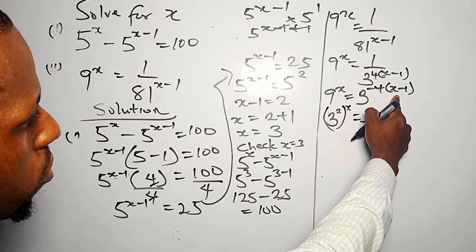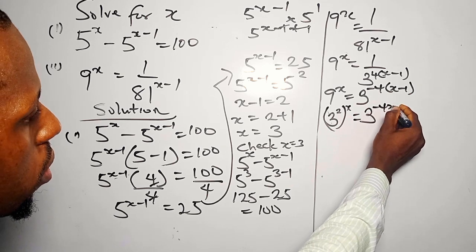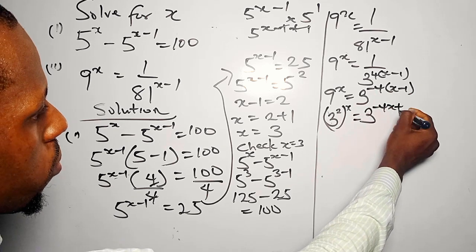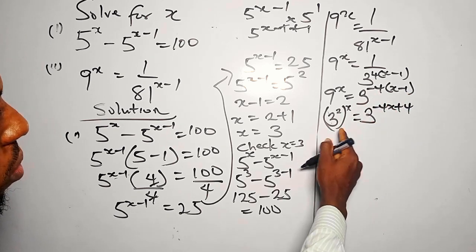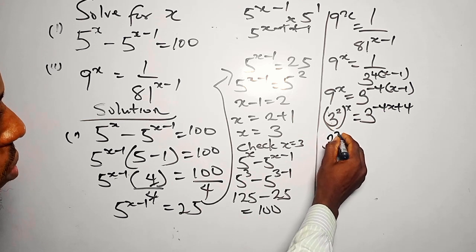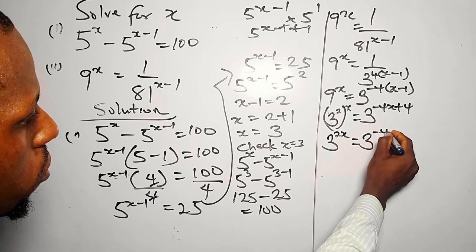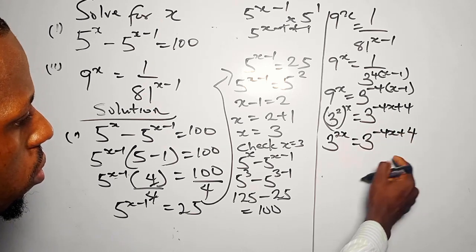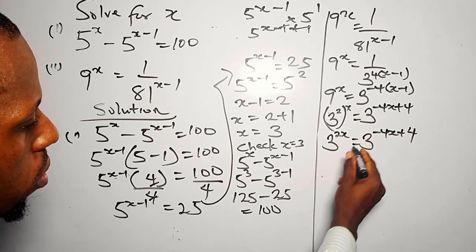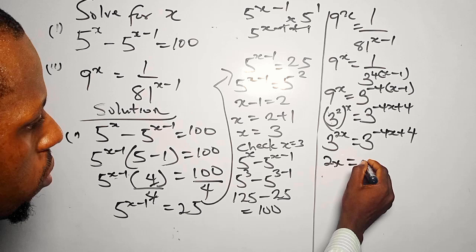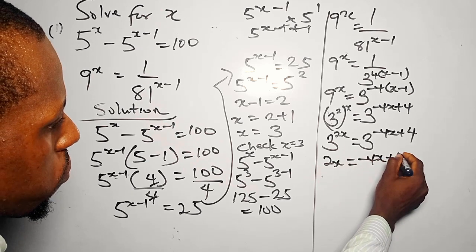When we apply the exponent rule, we have minus 4x, and we have plus 4. We multiply this with this. So here we have 3 raised to the power 2x equals 3 raised to the power minus 4x plus 4. So we have the same base. Let's work with the power. We have 2x equals minus 4x plus 4.